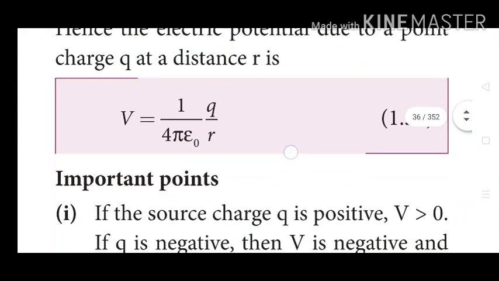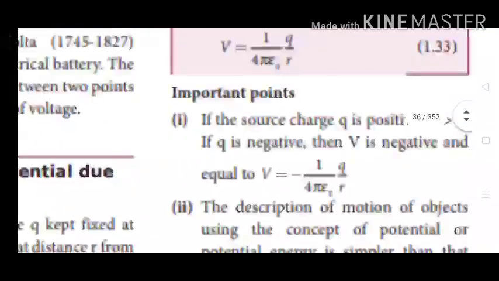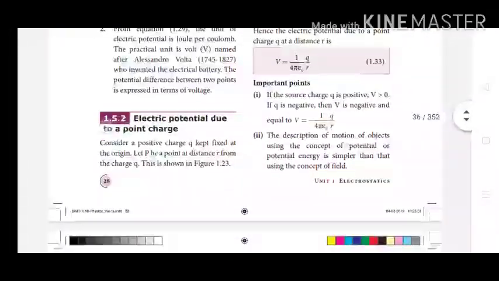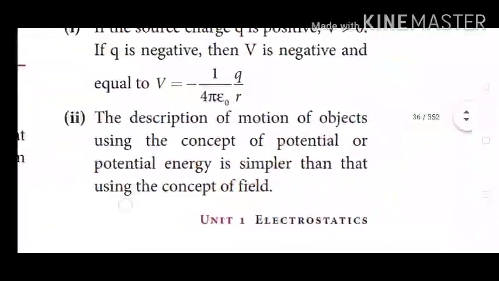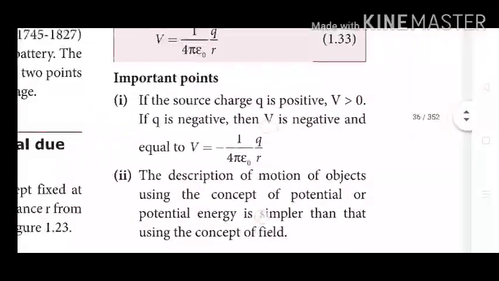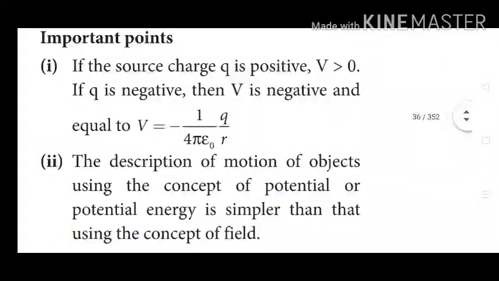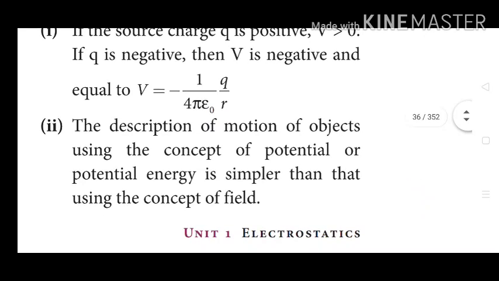This is the conclusion of potential due to a point charge. Some important points we are going to learn about the potential. The first point is, if the source charge Q is positive, V is greater than 0. If Q is negative, then V is negative, that means V is equal to minus of 1 by 4 pi epsilon naught Q by R.